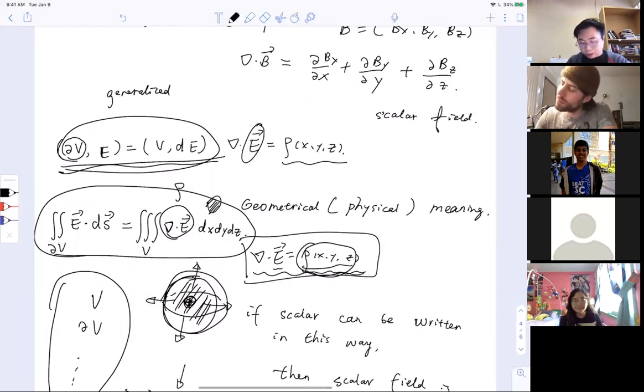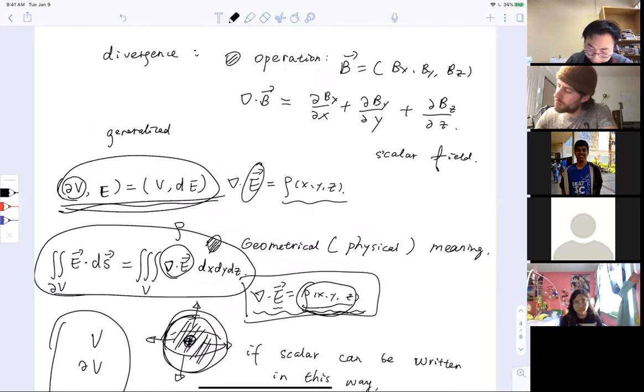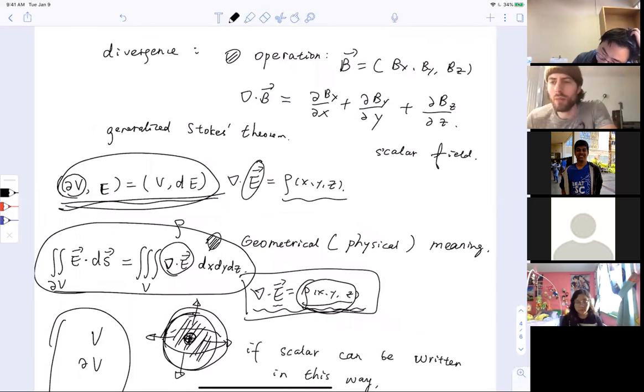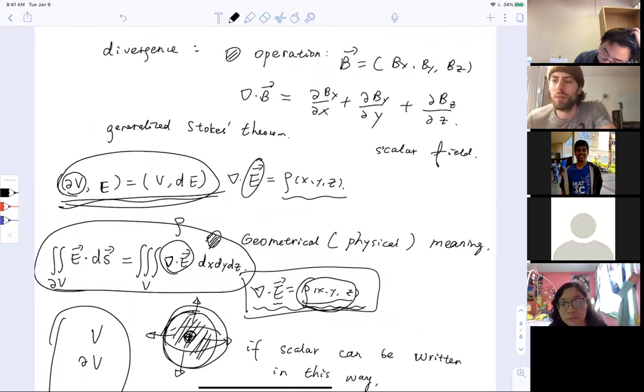Here I just point out there's some theorem like this, but you don't need to know it. It's beyond this class, but I think it's good to know. You will see that Stokes theorem is also in this form.